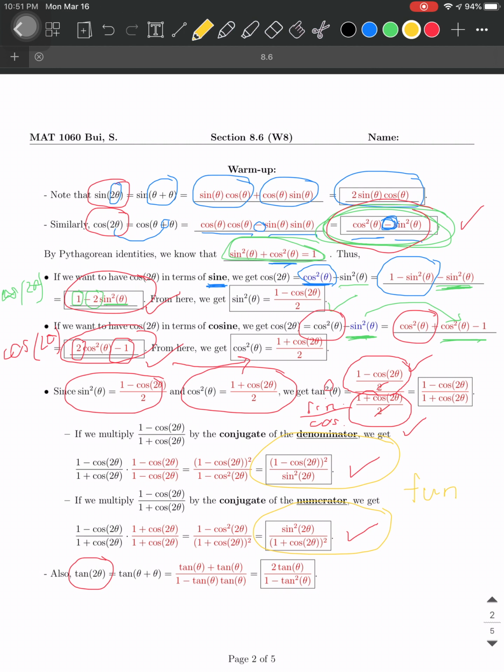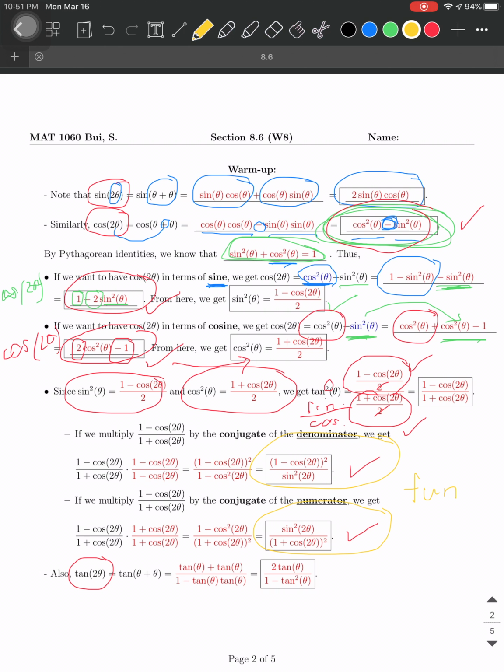Don't memorize them. I mean, if you want, you can memorize them, but I'm not going to ask you on the test for these formulas, because personally, I think they might be too hard for you guys to memorize. Okay? And then comes the last bullet point.